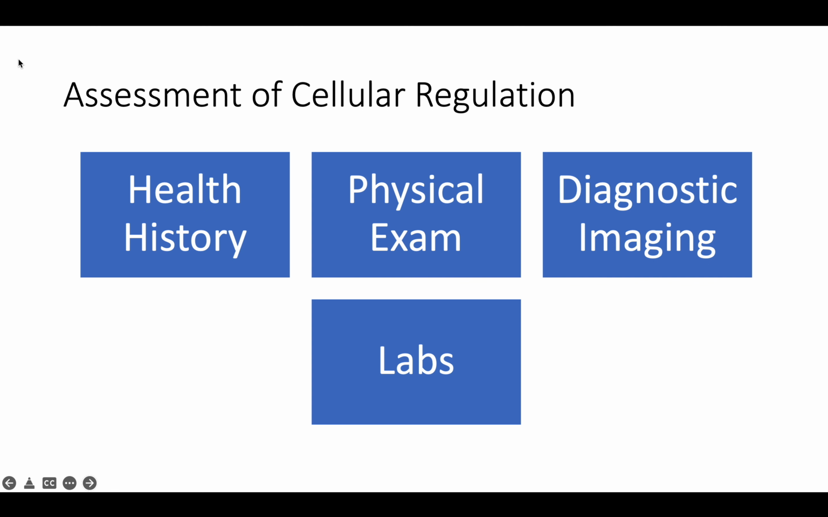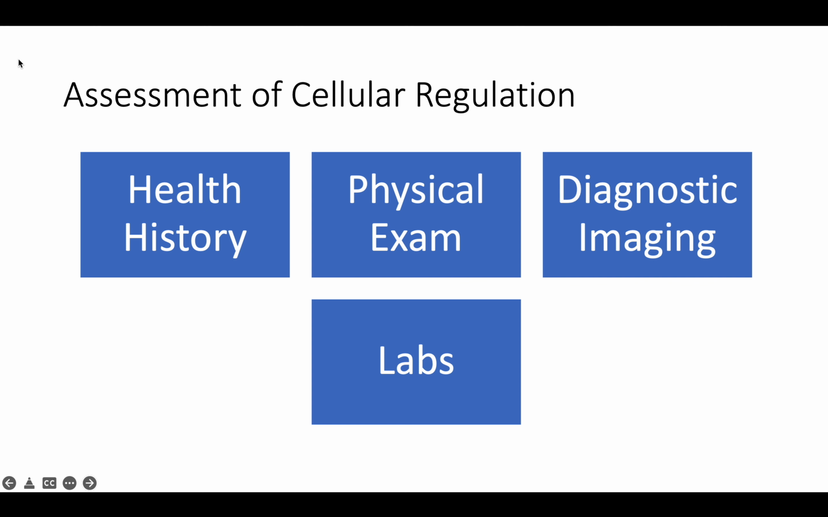Diagnostic imaging and labs are also a way that we can assess cellular regulation. When we look at diagnostic imaging, we can look at things like CAT scans or x-rays to determine if there is a bleed or a mass that may be causing some of these cellular changes.